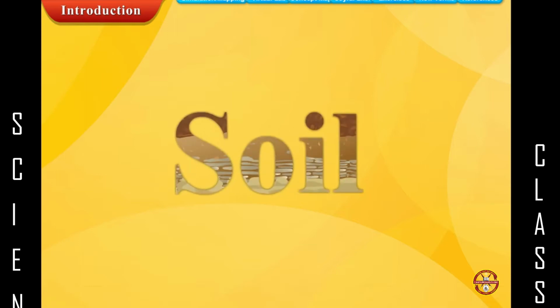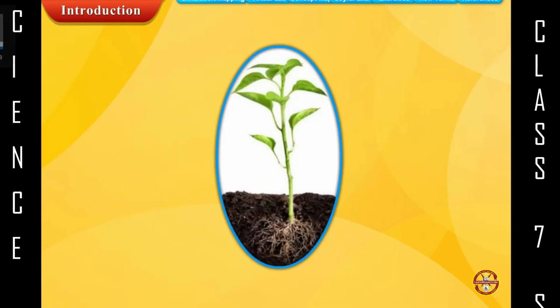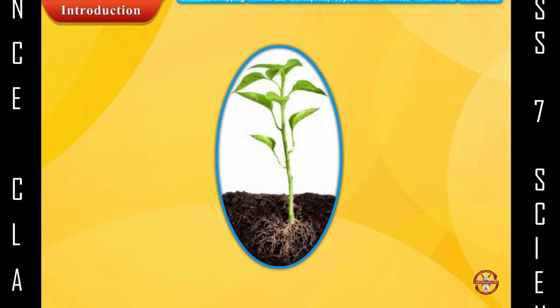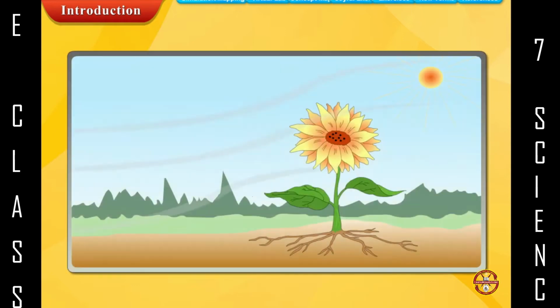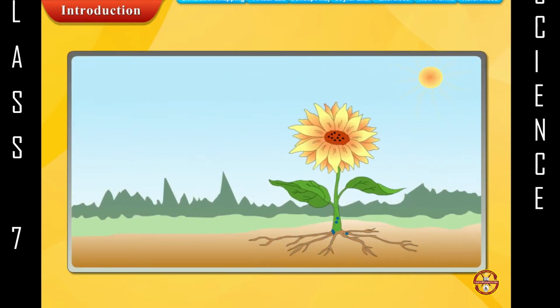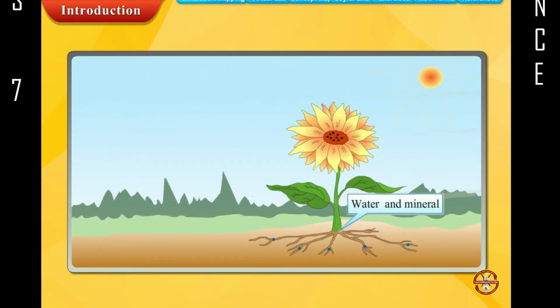Chapter 9. Soil. Soil, like air and water, is one of the most important natural resources necessary for life on Earth. Soil supports the growth of plants and trees by holding their roots firmly and by supplying them with water and mineral nutrients.